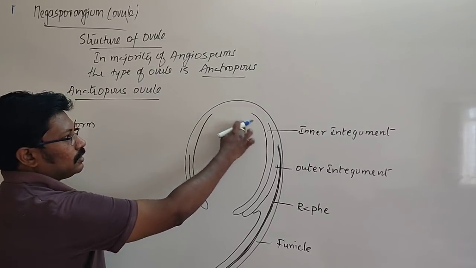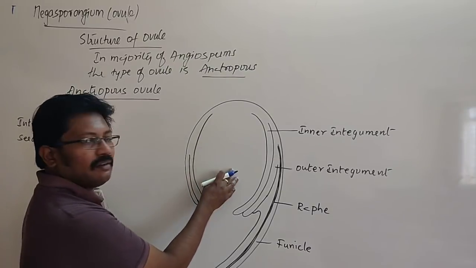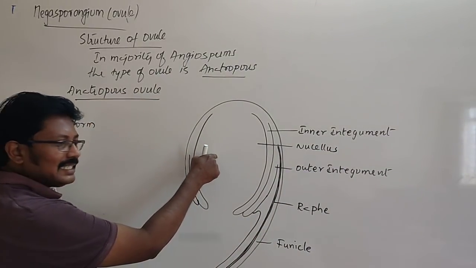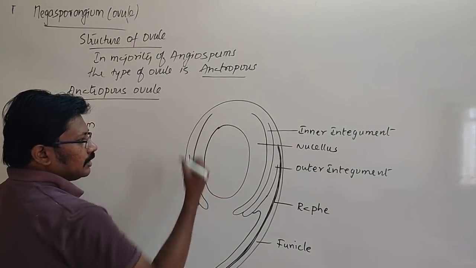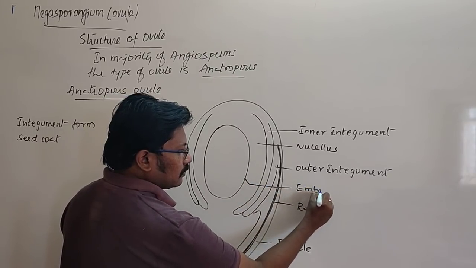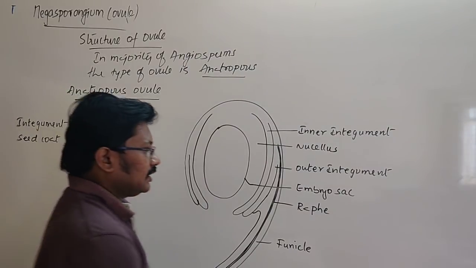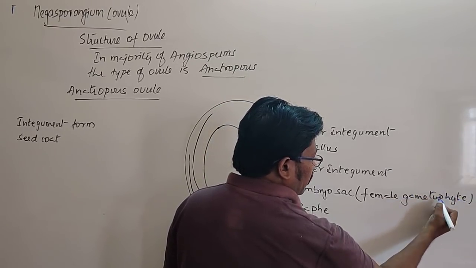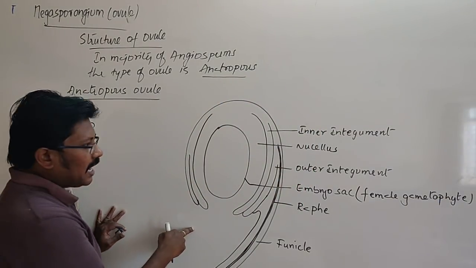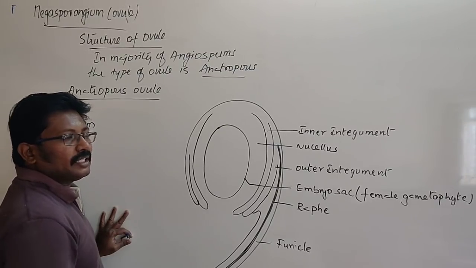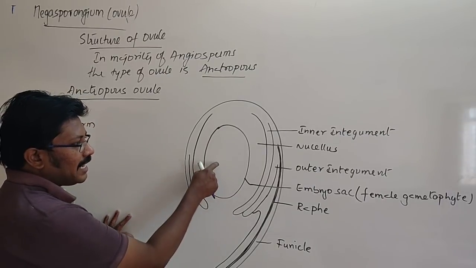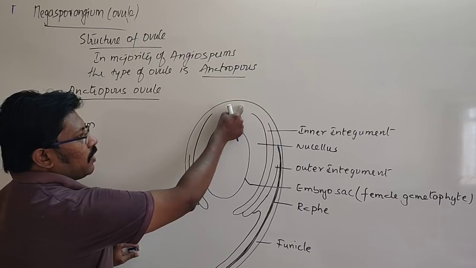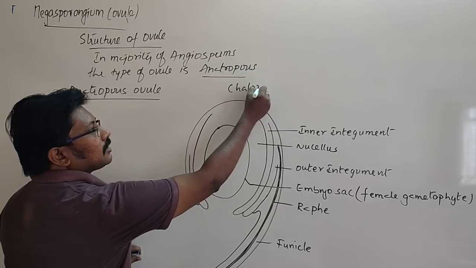Now inside the ovule, this empty-looking space is not actually empty; it is filled with a tissue called the nucellus. Embedded inside this nucellus, we find a structure called the embryo sac. This embryo sac is homologous to the female gametophyte. The female gametophyte is much reduced in angiosperms, and it is present inside the ovule, surrounded by a tissue called the nucellus.